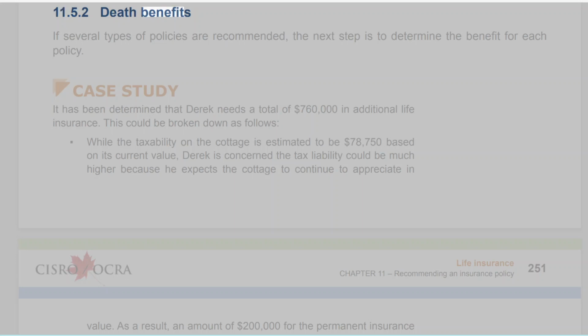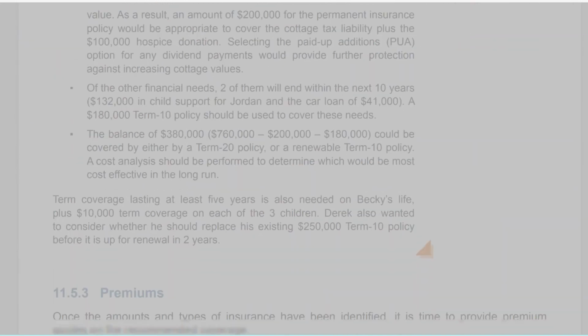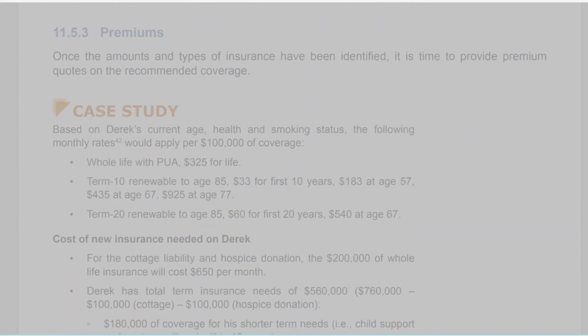1.5.2 Death benefits. If several types of policies are recommended, the next step is to determine the benefit for each policy. 1.5.3 Premiums. Once the amounts and types of insurance have been identified, it is time to provide premium quotes on the recommended coverage.